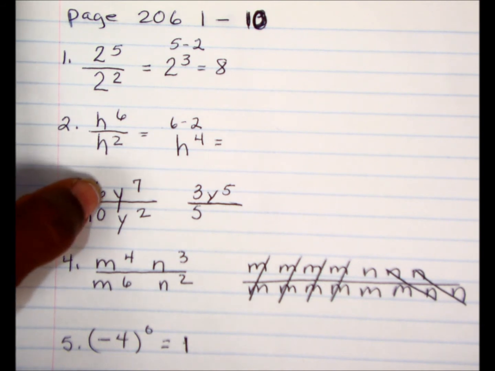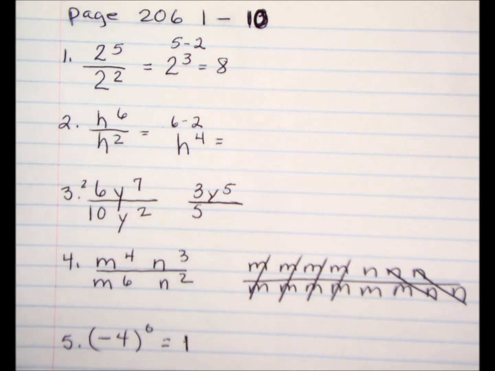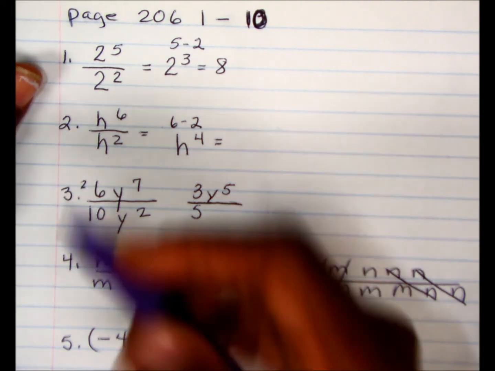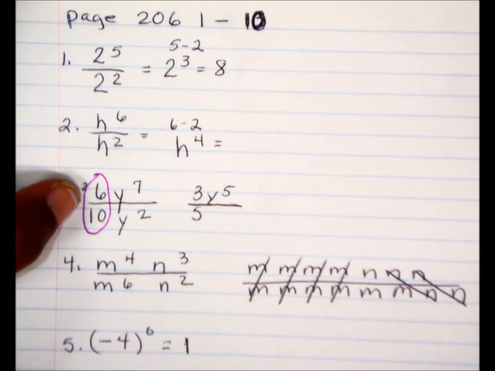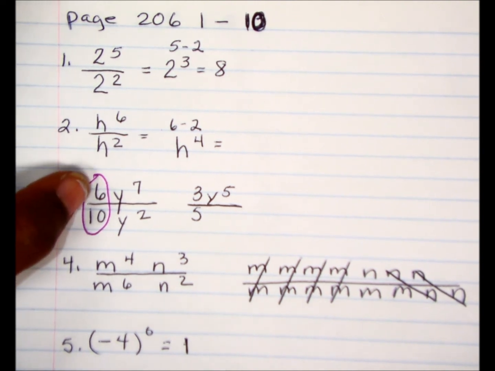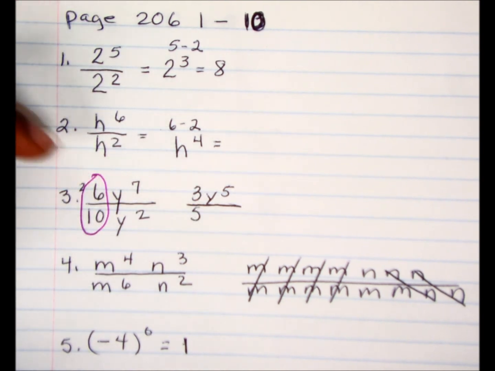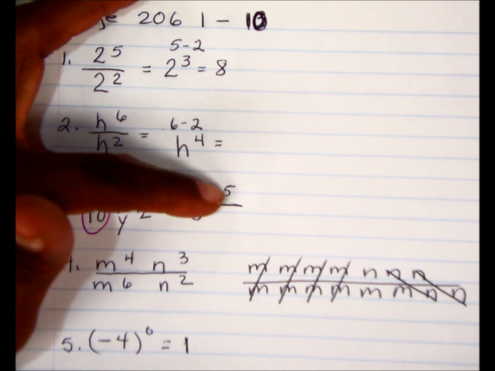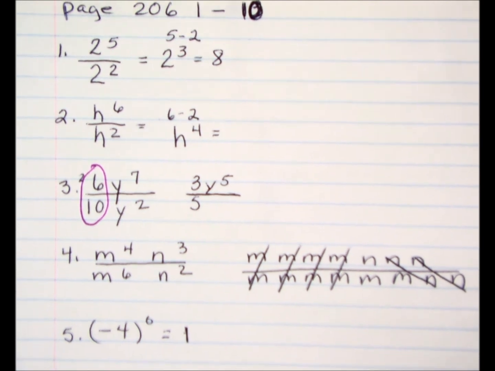Now we have 6y to the 7th over 10y squared. Remember that we have to look at each of these in their own like terms. So if we looked at 6/10 first, we found the greatest common factor between 6 and 10 to be 2. So we divided both the numerator and denominator by 2. You should have gotten 3/5. And then 7 minus 2 would be 5. So that would be y to the 5th power. So it would be 3y to the 5th over 5. And that would be the correct answer for that one.